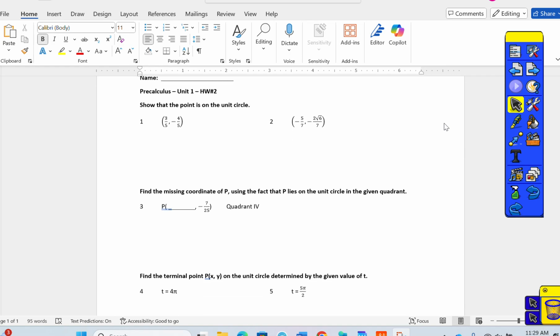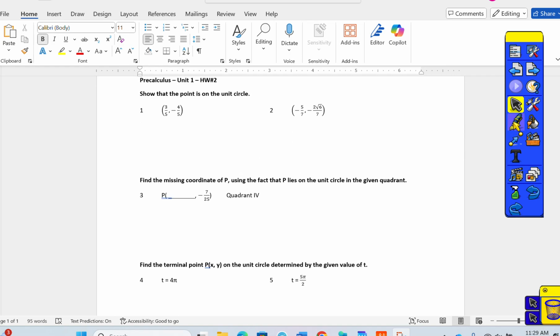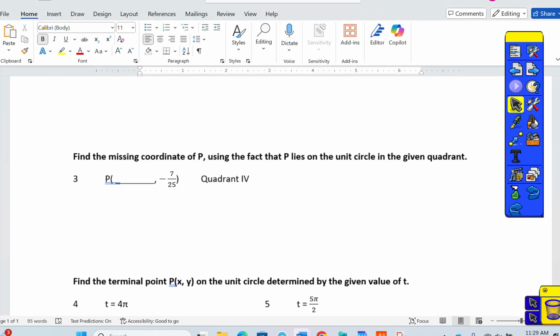to show that the point was on the unit circle. So I'm going to start with number 2 since we did number 1 together.